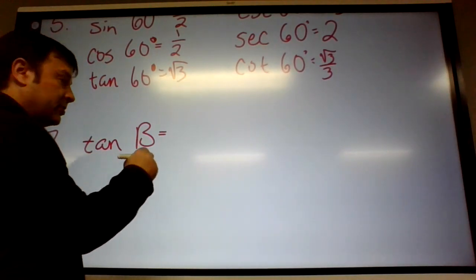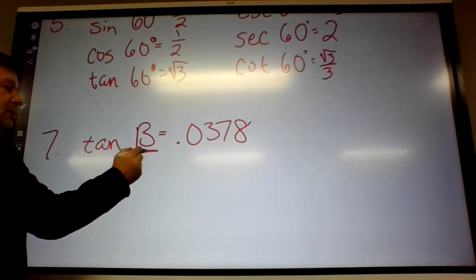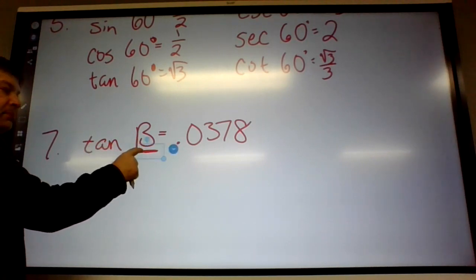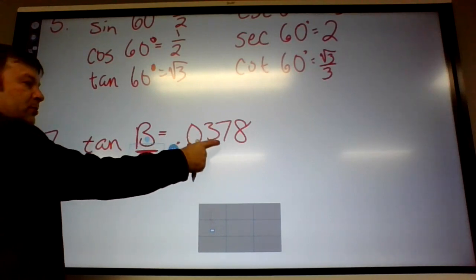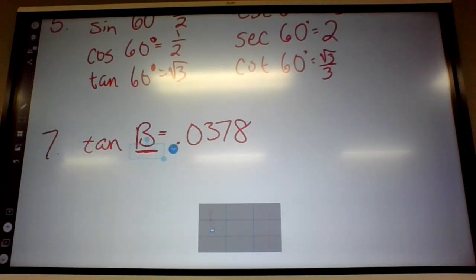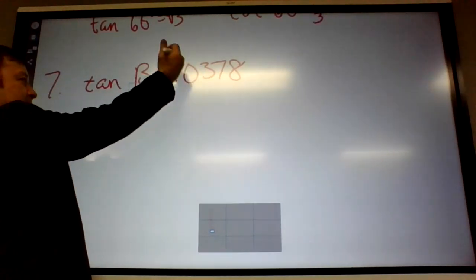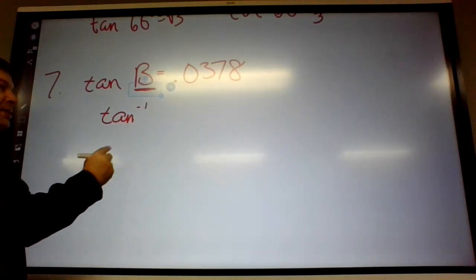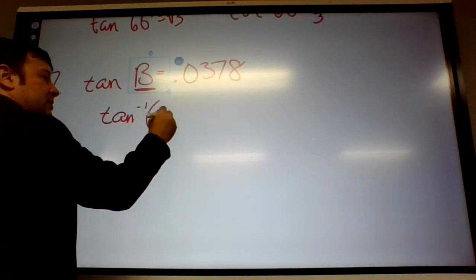Tangent of B equals 0.0378. Okay, so what we're supposed to do is figure out, remember tangent, cosine, sine, you feed them angles, right? So B stands for some angle. And how do we figure out what this angle is if we know what it's equal to? Anybody remember? No? Okay, so you're kind of going backwards, right? So it's called tangent inverse. Remember that button on your calculator? So you just do tangent inverse of the ratio and that'll spit out the angle.